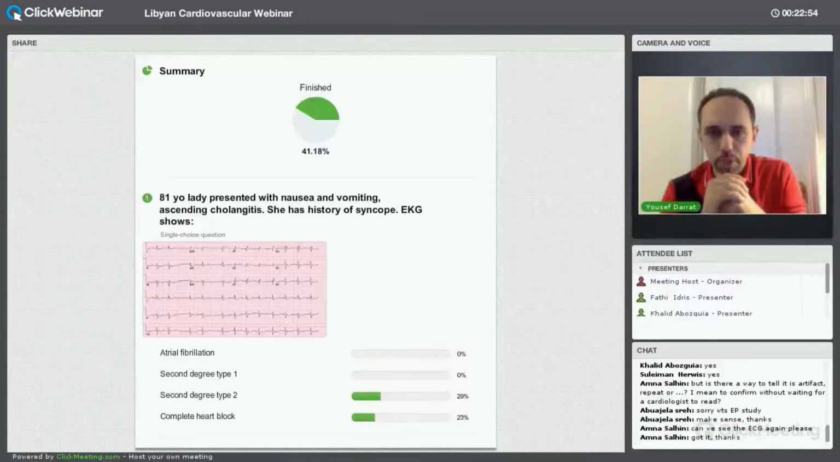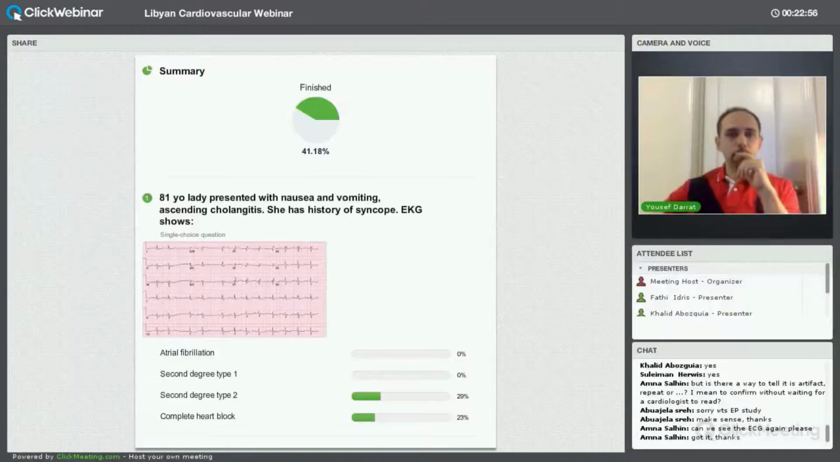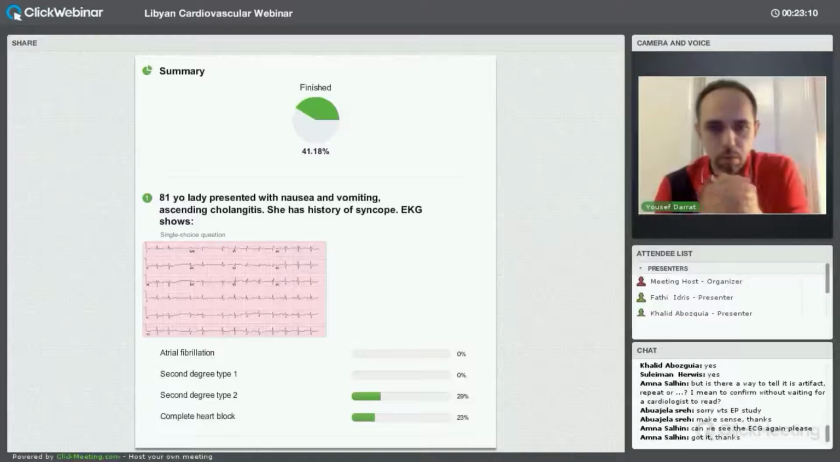So 41% have participated. I'm just going to read the question again. An 81-year-old lady presented with nausea and vomiting. She has ascending cholangitis and a reported history of syncope. This is the EKG. Most people have answered second degree type 2, 29%, and complete heart block was 23%. So it's split between second degree type 2 and complete heart block.